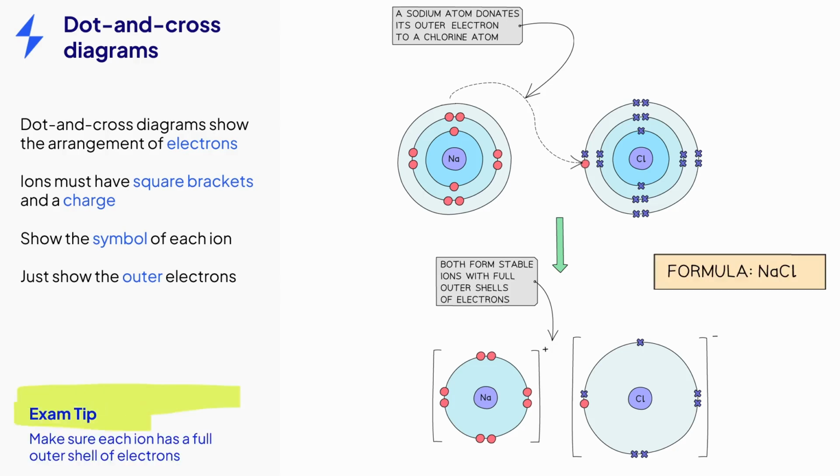When you have drawn your dot and cross diagram, check it carefully to make sure that each ion has a full shell of electrons.